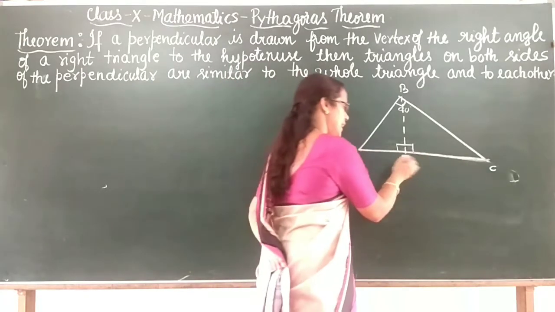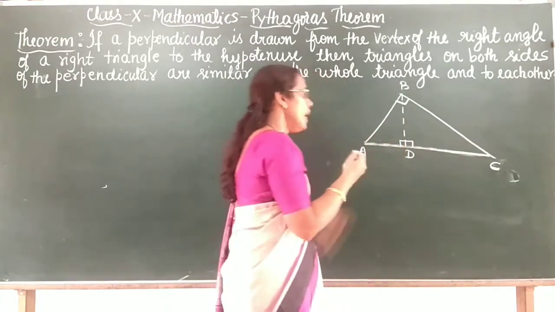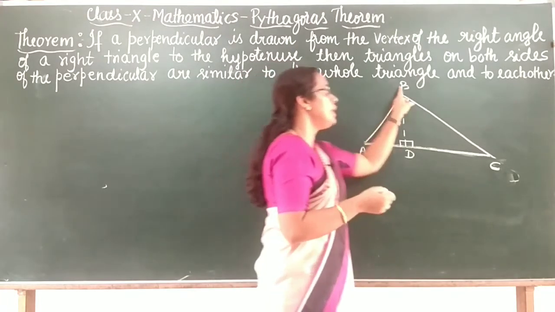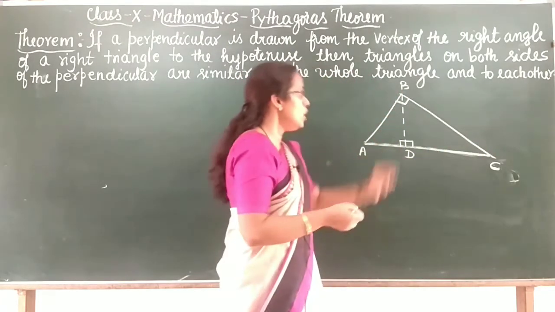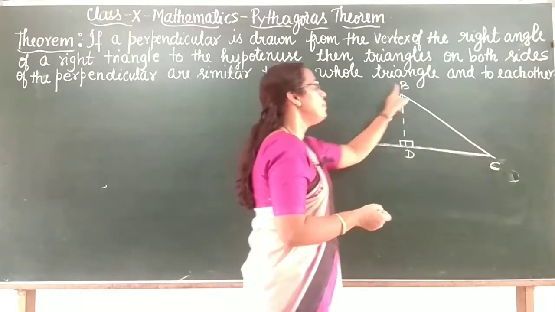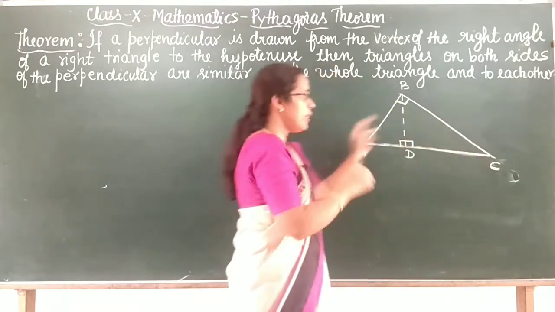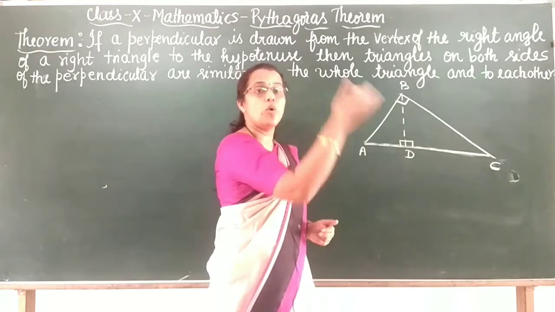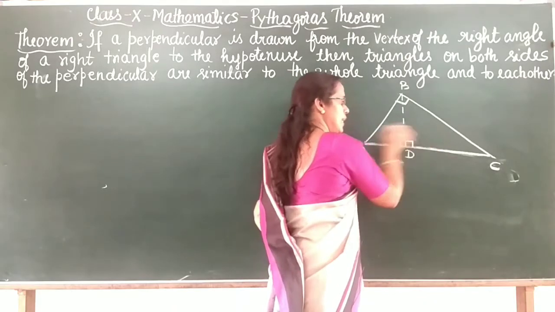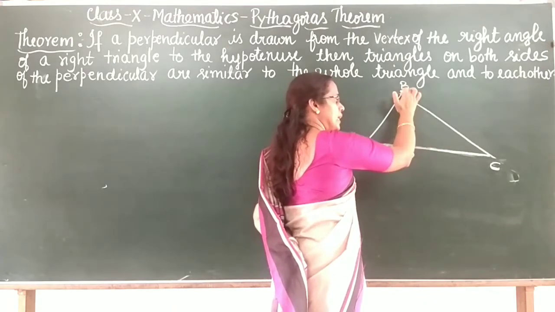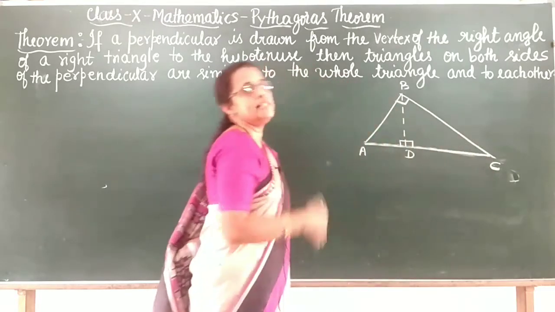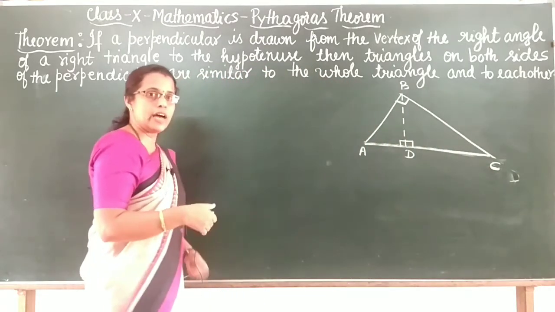So what can we take here? Triangle ADB is similar to triangle ABC. Also BDC is similar to triangle ABC. So when two triangles are similar to the whole triangle, then they are similar to each other. In the sense ADB is similar to BDC, that is what the statement says. Is it okay? Understood children?